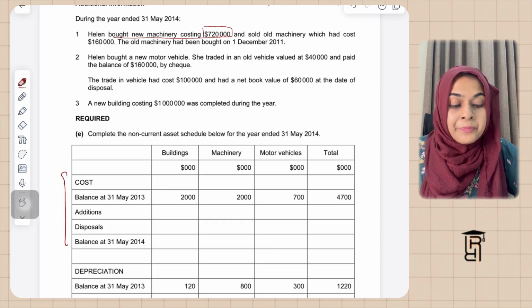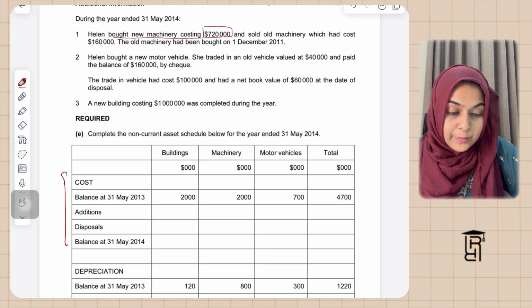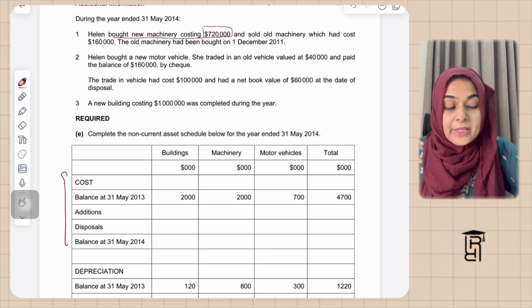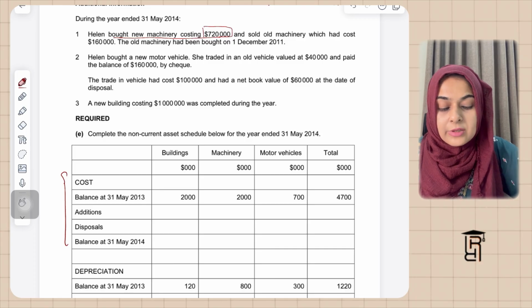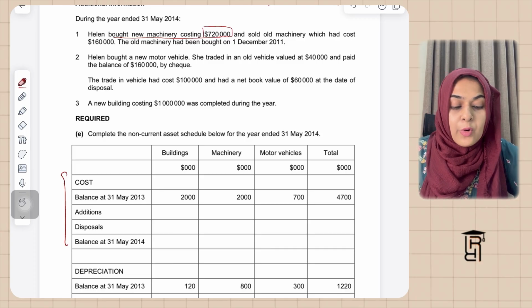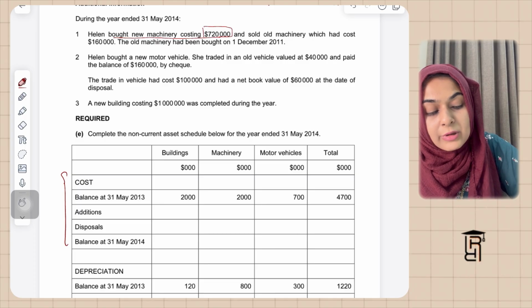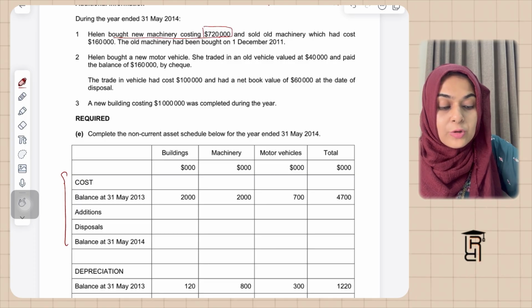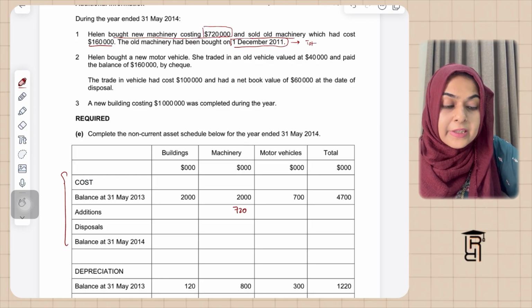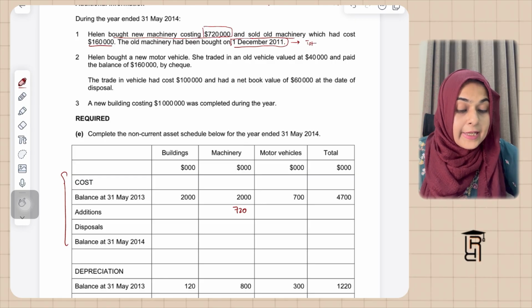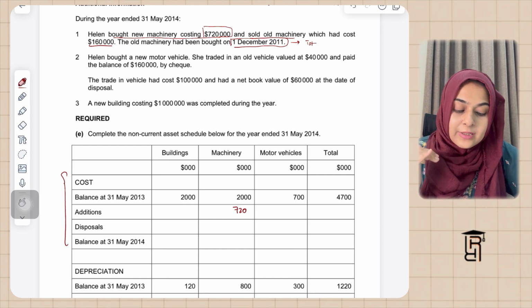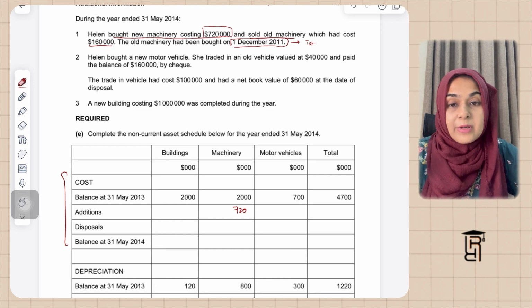Then they are saying they sold old machinery which had a cost of 160,000. The old machinery had been bought on 1st December 2011. So they have given you this so that you know this helps you calculate the total depreciation. To calculate total depreciation they have given you the date we bought it. But here, when cost calculations are done, we never write depreciation in it, you know this.